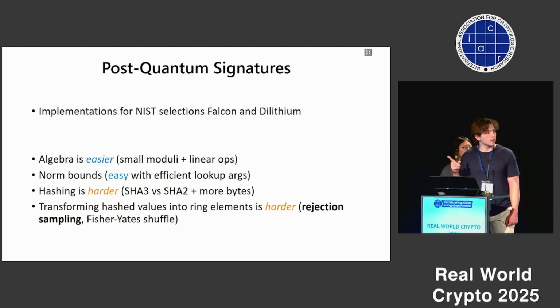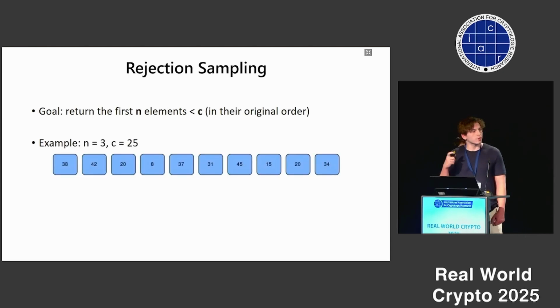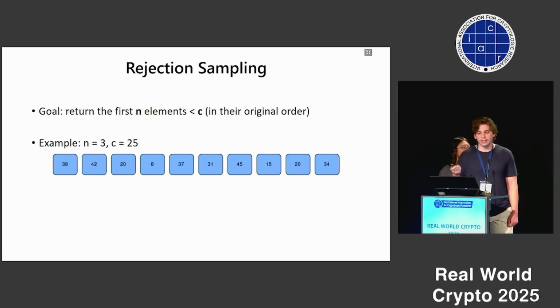So for this talk, I'm going to talk about how we handle rejection sampling, which is common to both Falcon and Dilithium. To refresh, the goal of rejection sampling is, given a list of values, which you can think of as coming from a hash, we want to return the first n of them that are less than some cutoff c. And it's crucial that their order remain the same. So in this example, we want to take 3 elements that are less than 25. We would select 28 and 15 in that order.